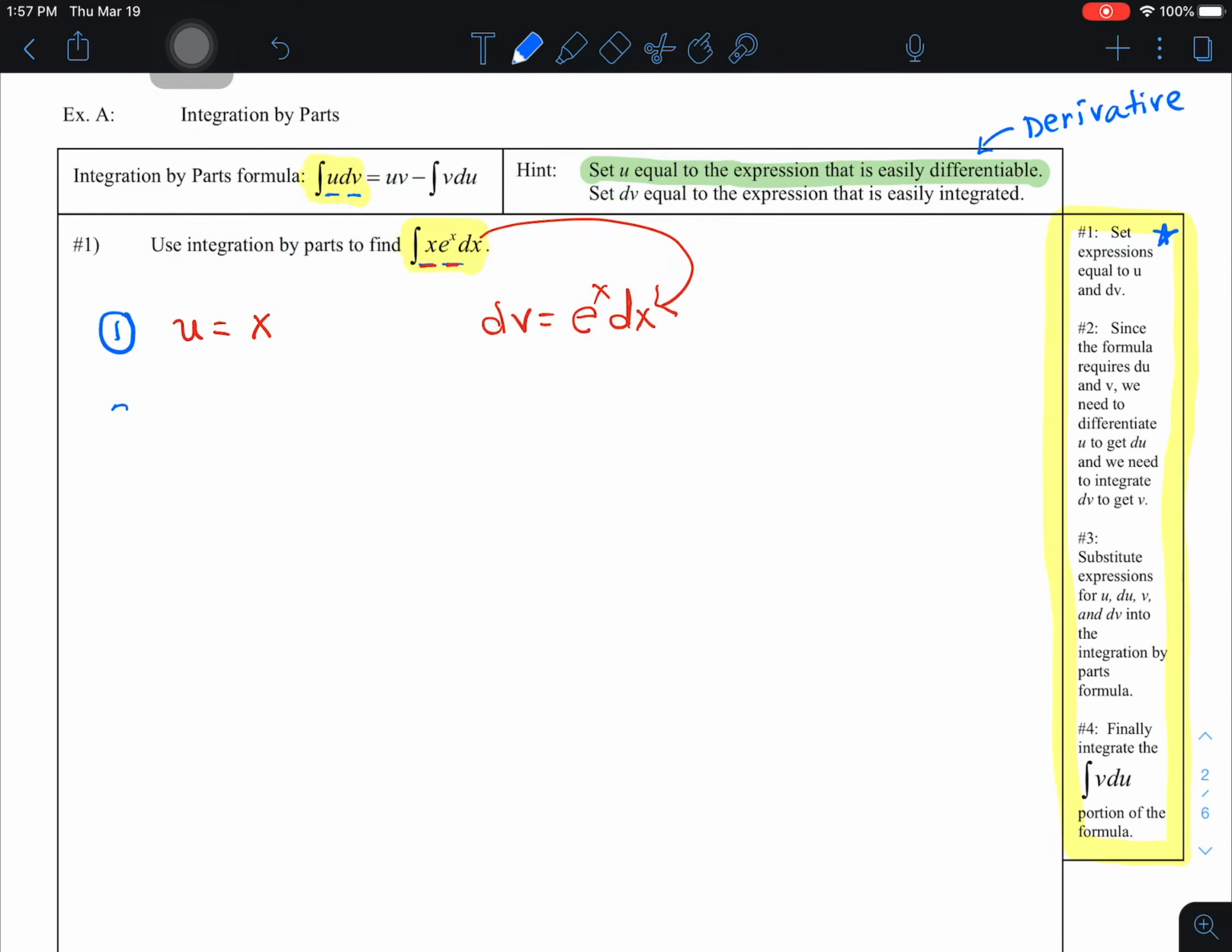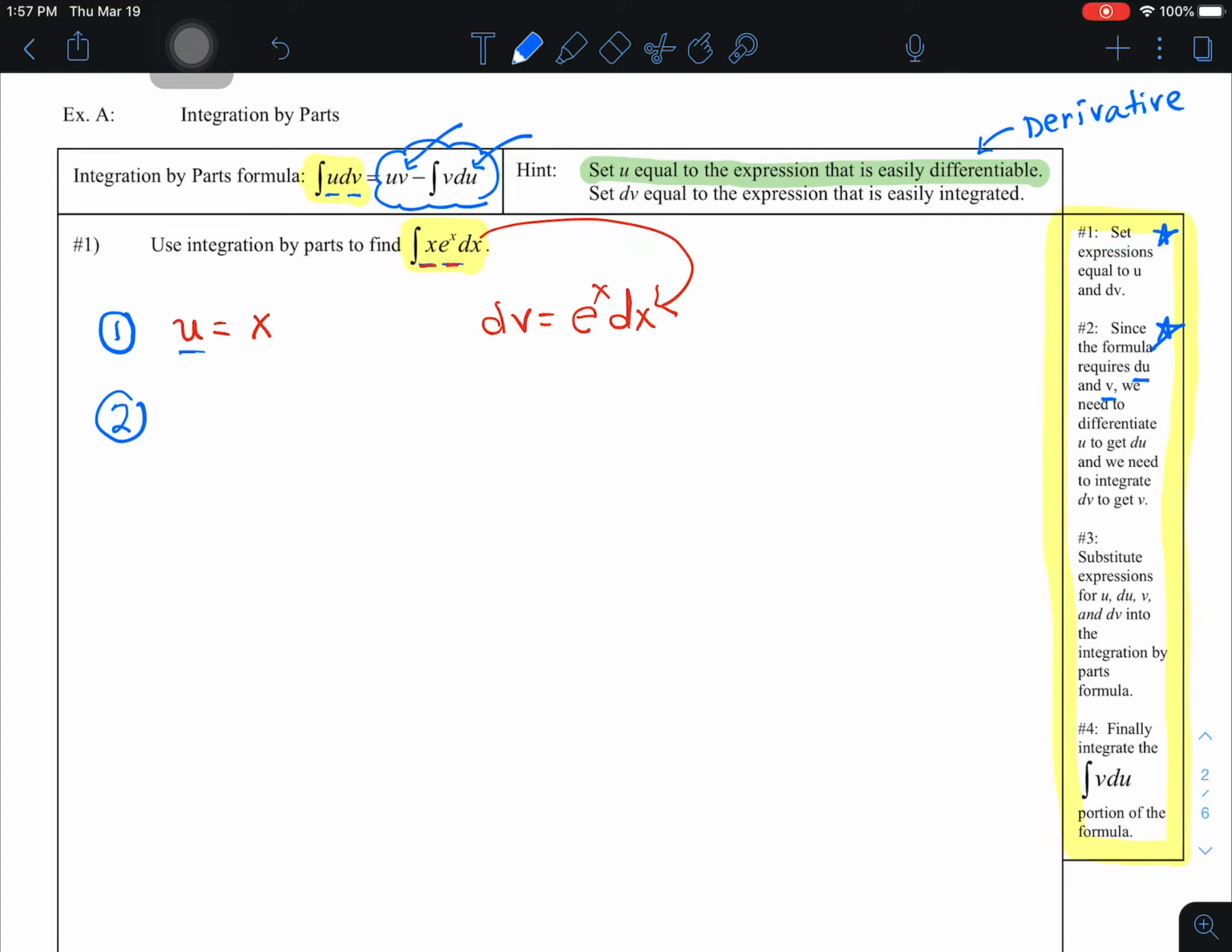Okay, now step number 2, and I'm looking over here in our box, it says since the formula is really talking about the right side here, if you look at the formula, it asks you to come up with what du is and what v is. See, right here is a du and here is a v, but we don't have those.